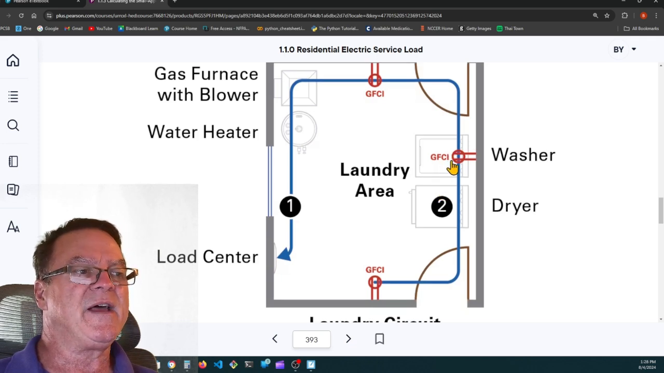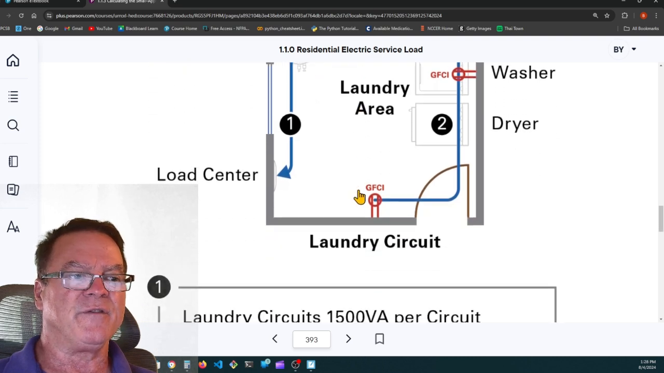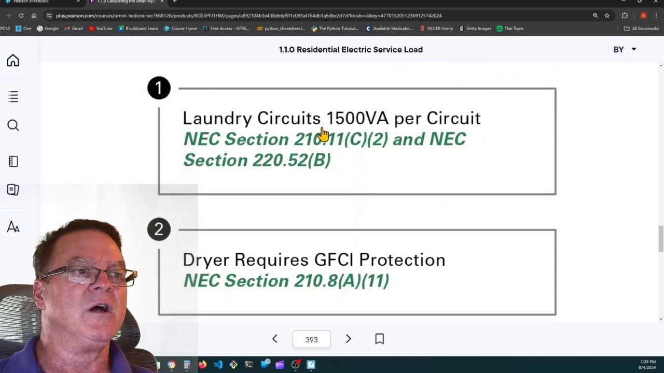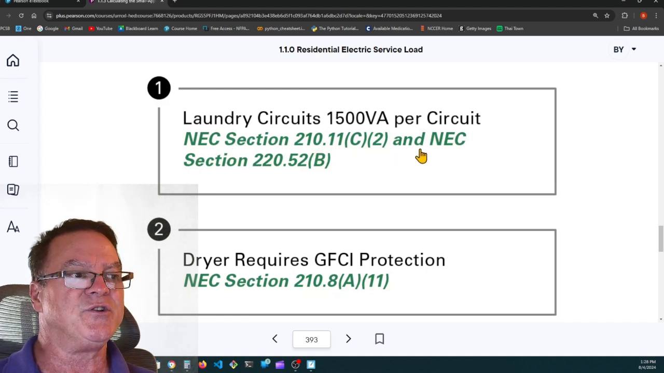And I'm going to read that section, but I believe that this circuit for the washing machine cannot feed any other receptacles. I think these should be on a separate circuit from the washing machine. I don't know, I'm going to read that and make sure that it's true. Laundry circuits 1500 volt amps per NEC section 210.11C2 and NEC section 220.52B.